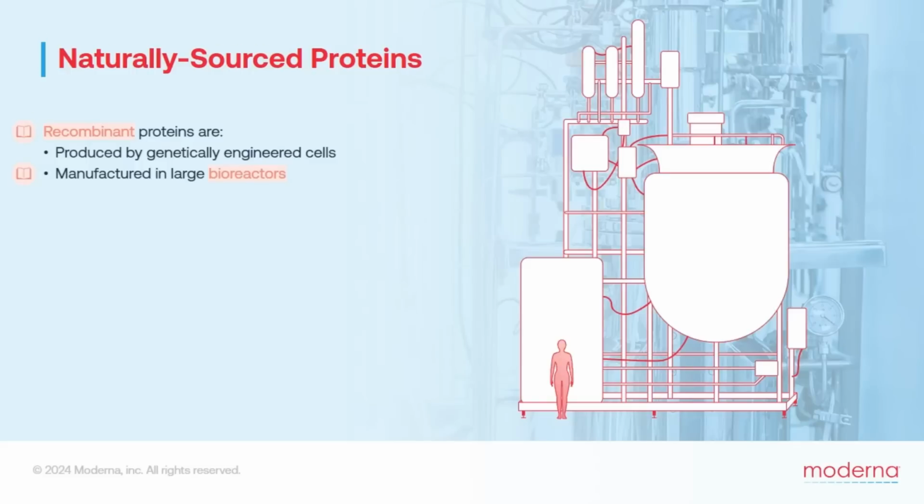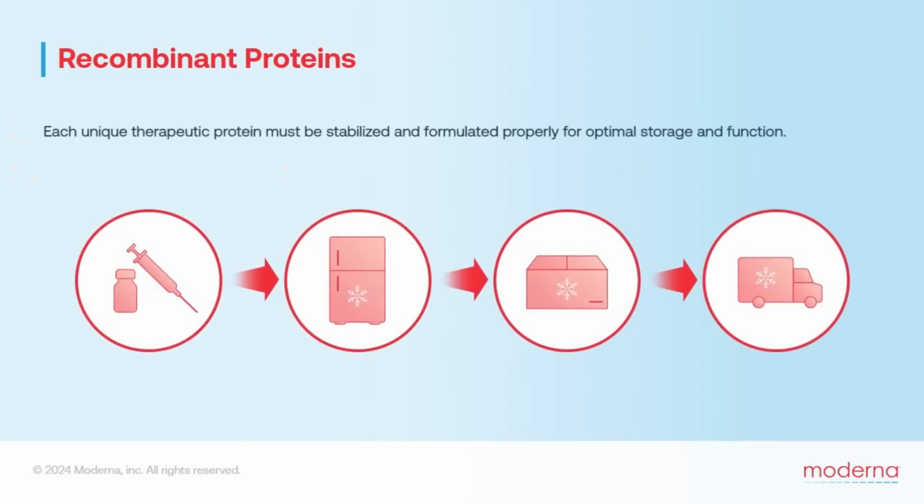Each bioreactor requires significant industrial infrastructure to keep the cells alive and free from contamination. So making therapeutic proteins is a very expensive endeavor. Further, because each therapeutic protein is unique, each one separately requires significant work to figure out how best to stabilize and formulate it so that it doesn't degrade during storage and ultimately functions as intended once injected into the body.